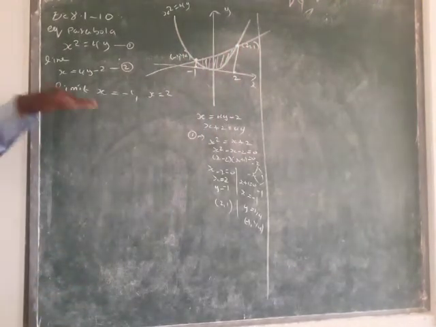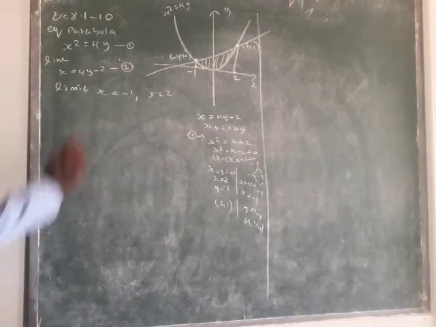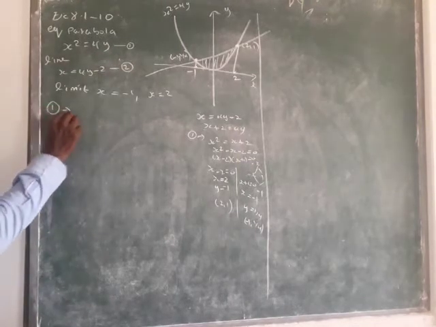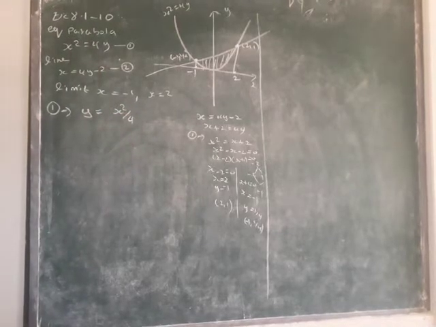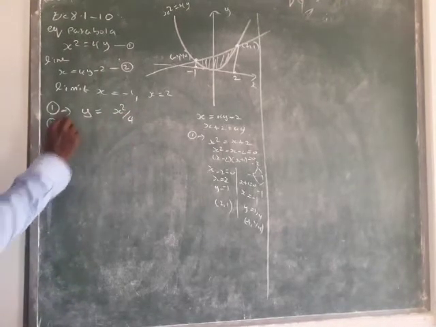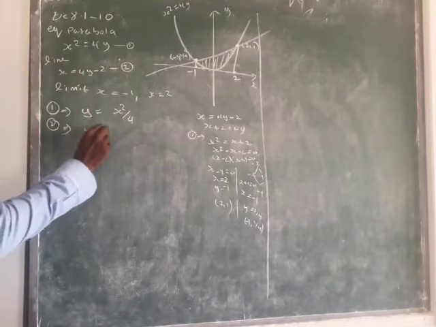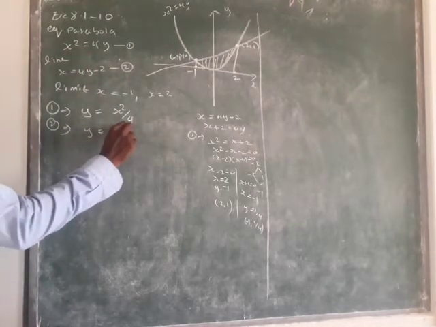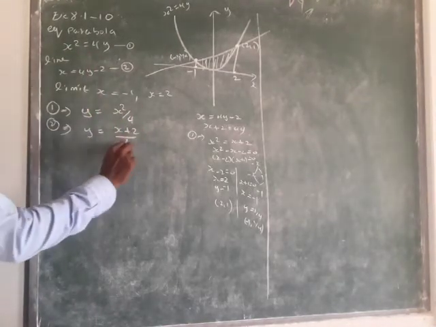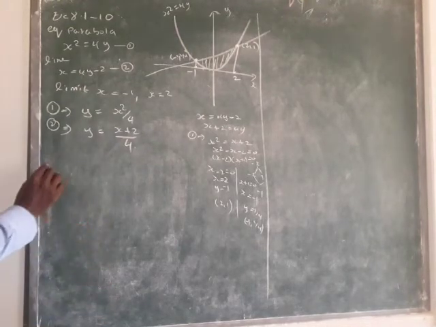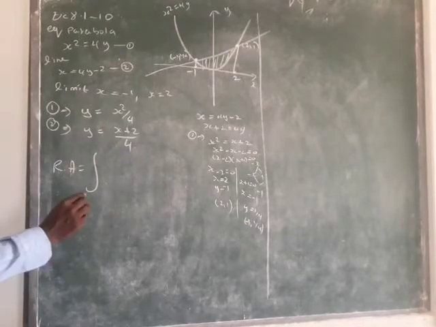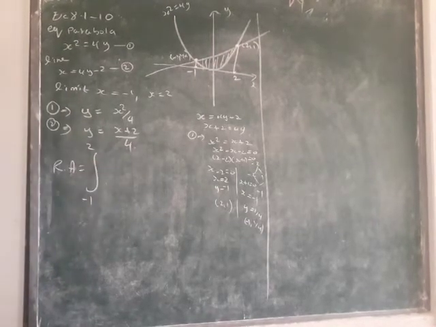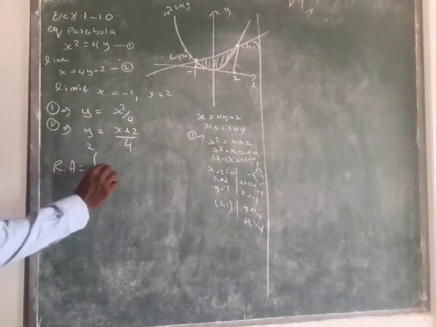So for the limit in x, what will the function be in y? From equation 1, y equal to x squared divided by 4, which is the parabola. From equation 2, I need y, so y becomes x plus 2, then divided by 4. So what is the required area? The required area is covered between the line and the curve from the limit minus 1 to 2. Here the importance lies.